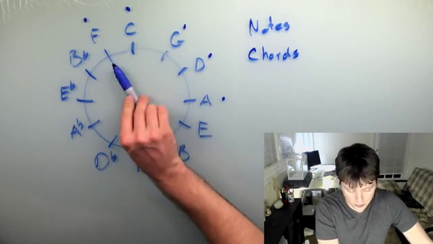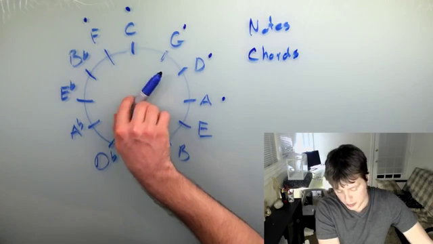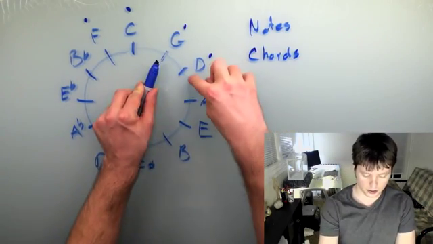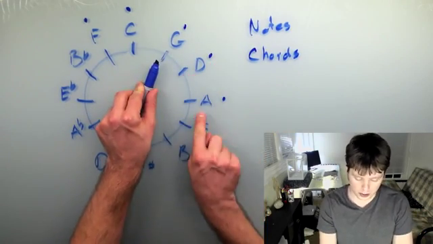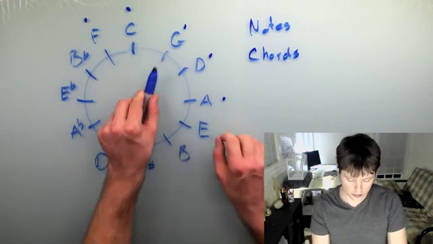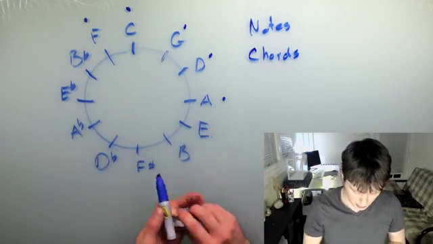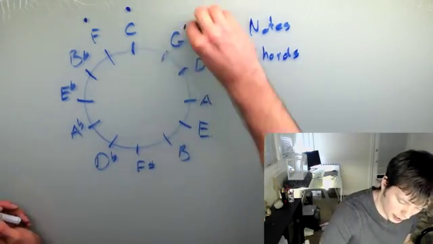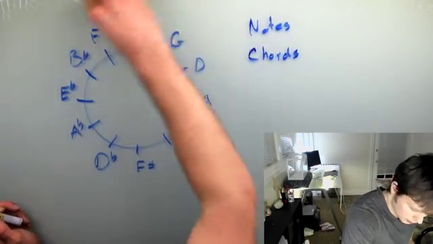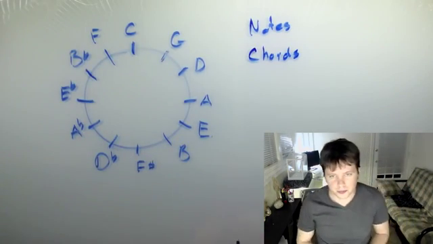So you can kind of just start from here and count around, and you stop with one note in between the key that you're looking at. So A would be F sharp, C sharp, G sharp. Simple enough.